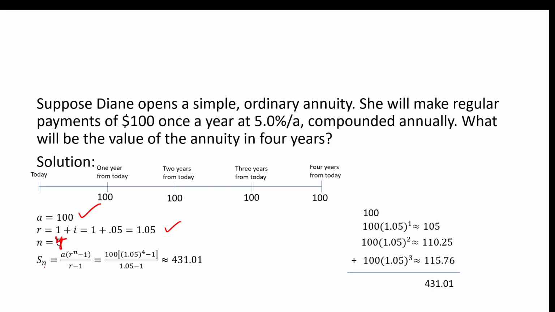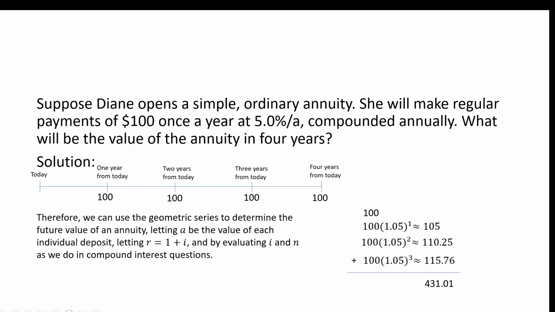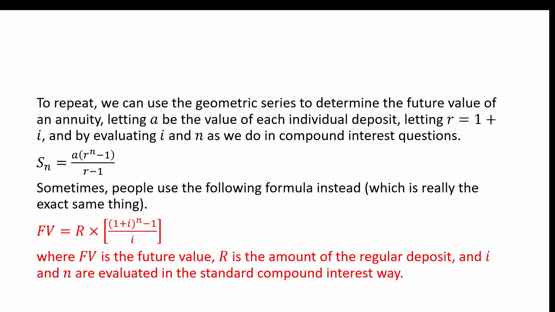And so the sum of the first 4 terms will be 1.05 to the exponent 4 minus 1, times 100, divided by 1.05 minus 1. All we're doing here is using the formula that we learned earlier for determining the sum of a geometric series, and that answer is $431.01. So we can use the geometric series to determine the future value of an annuity by letting A be the value of each individual deposit, letting R be 1 plus i, and then evaluating i and n the way we do in compound interest questions.